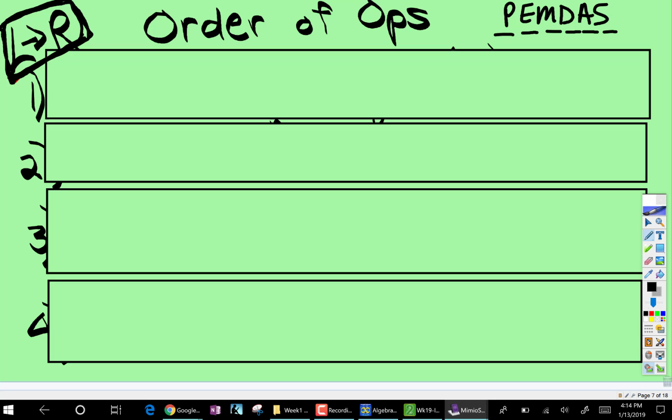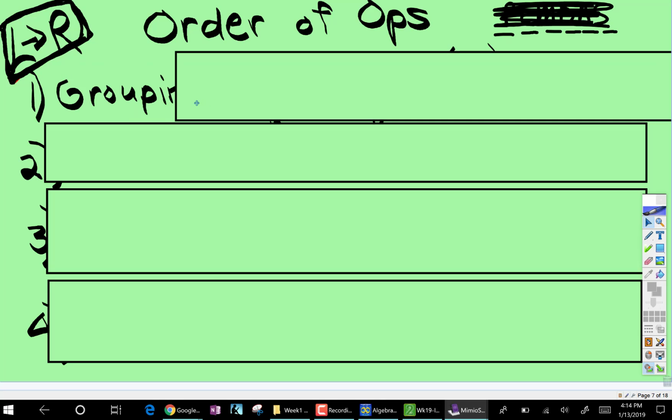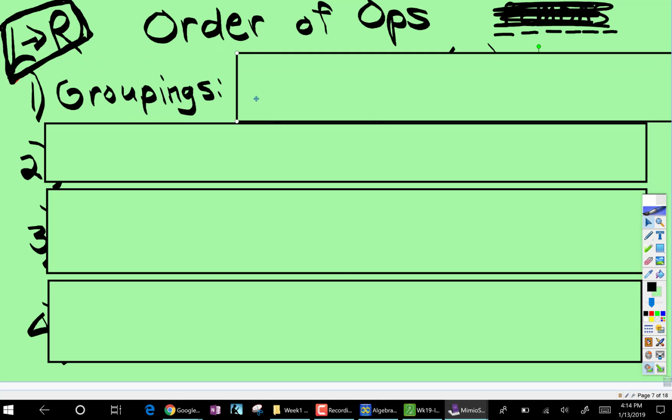So we're going to rename that. I'm not going to refer to PEMDAS. If you have PEMDAS down and you use it correctly every single time, then I'm not worried about you. But so the first would be grouping symbols, right? Groups.